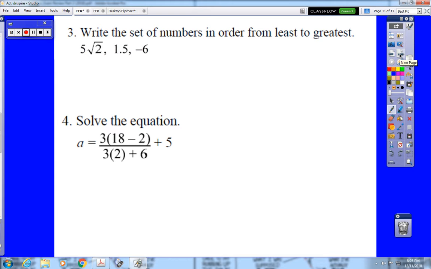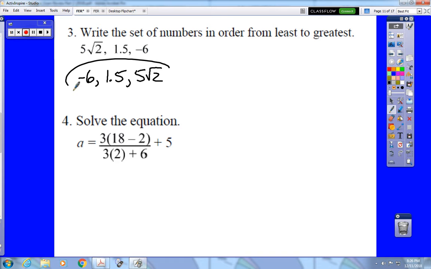On number 3, it asks you to write that set of numbers in order from least to greatest. I would hope that everybody would realize that the negative number would be the smallest number there. So -6 should come first. Then if we look at the two remaining numbers, 1.5 and 5√2, we should easily be able to use our calculator to realize that 1.5 is smaller than 5√2. And we should be able to order those numbers: -6, 1.5, 5√2.